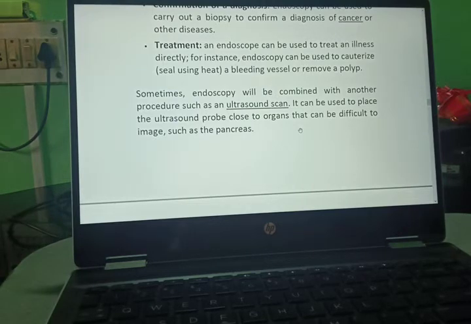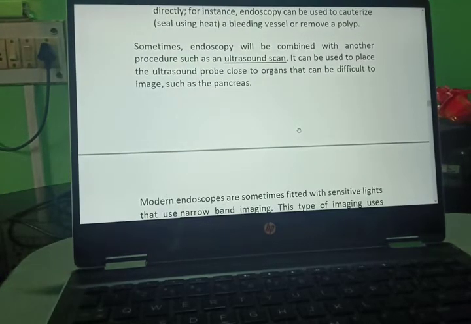For instance, endoscopy can be used to cauterize, that is seal using heat, a bleeding vessel or to remove a polyp. Sometimes endoscopy will be combined with another procedure such as an ultrasound scan. It can be used to place the ultrasound probe close to an organ that can be difficult to image, such as the pancreas.